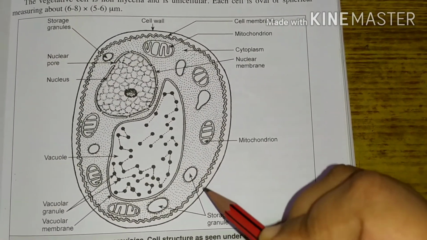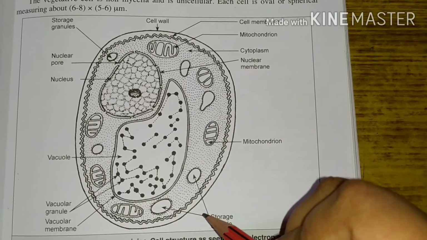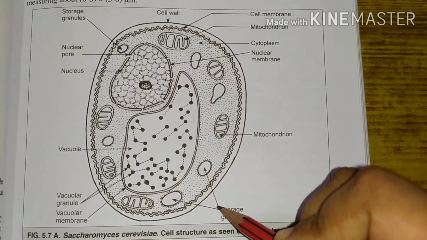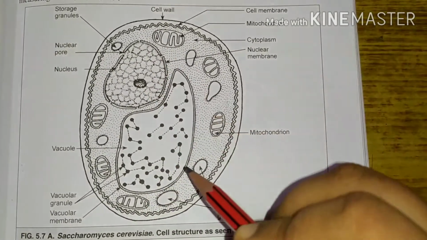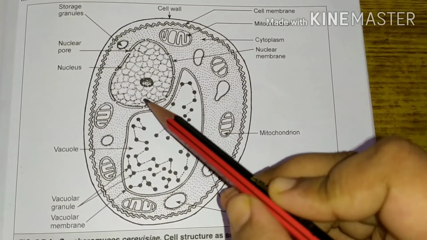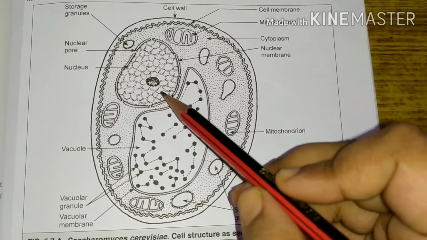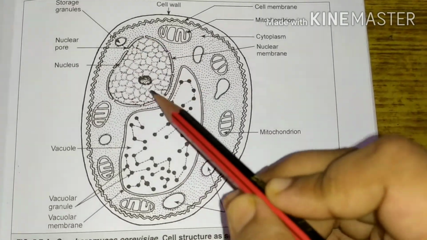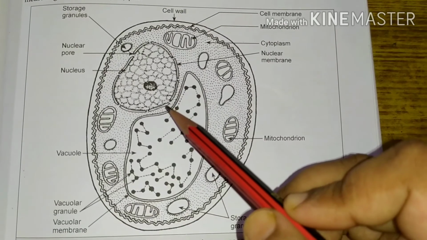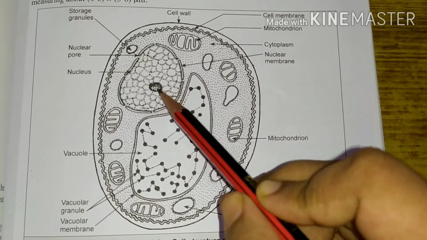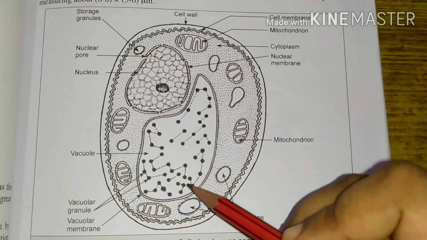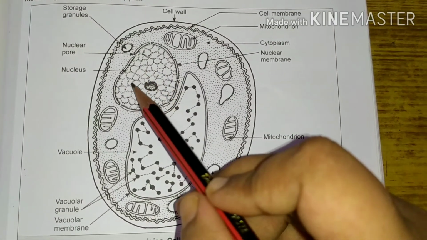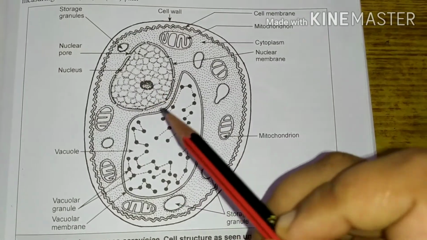Then some storage granules are also found in the cytoplasm, that is the glucans. We know that glucan is the storage material for fungi. Then the nucleus is distinct with a double membrane with pores. The nucleus is spherical to ovoid in shape, and a distinct spherical dense nucleolus is found in the nucleus. The nucleus contains a homogeneous granular nuclear plasm.